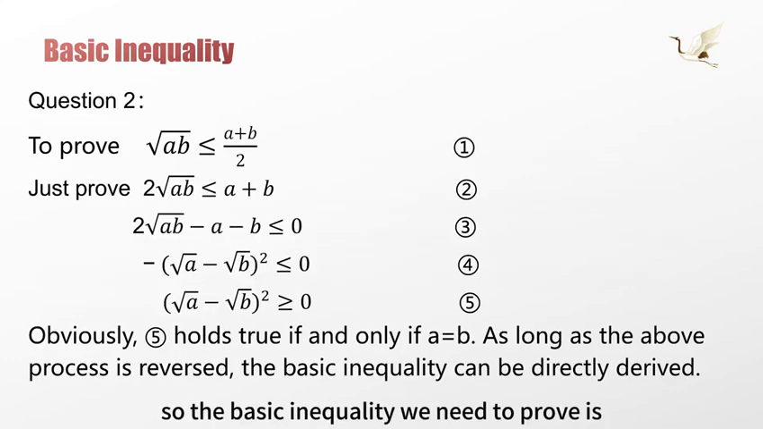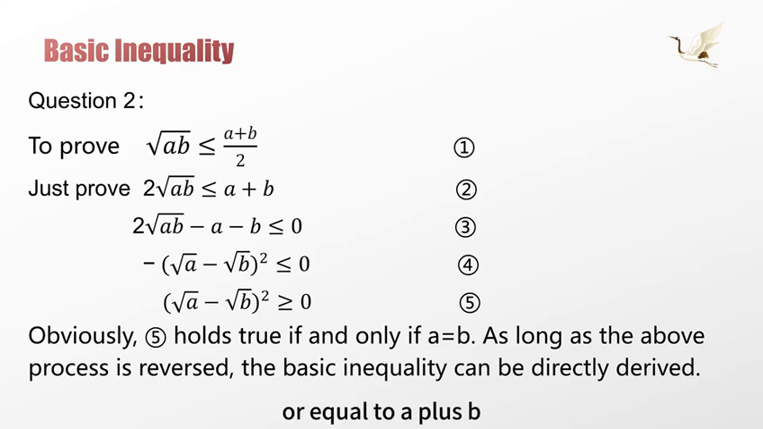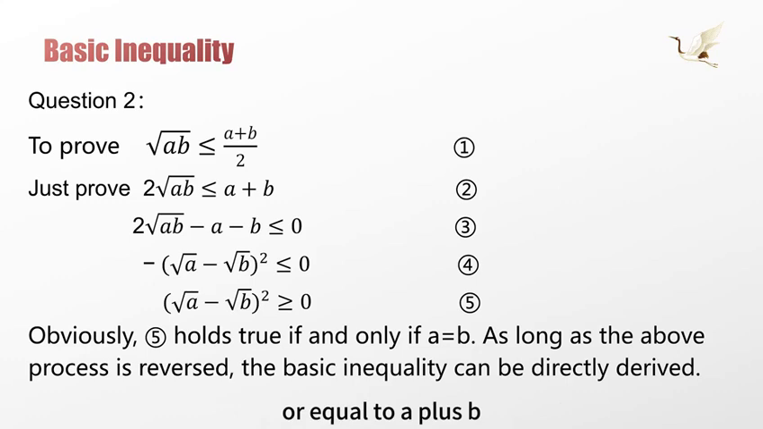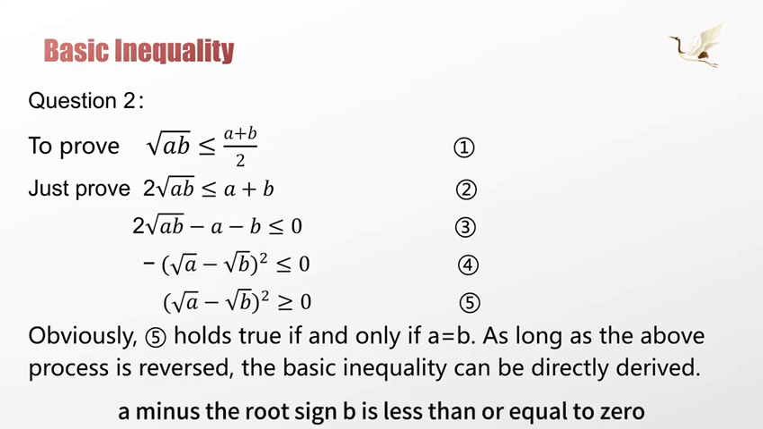So the basic inequality we need to prove is, for a greater than 0 and b greater than 0, to prove that the root of ab is less than or equal to half of a plus b. We only need to prove that twice the root of ab is less than or equal to a plus b. To prove that, we only need to prove that twice the root of ab minus a minus b is less than or equal to 0. To prove that, it is necessary to prove that negative the square of (root a minus root b) is less than or equal to 0.